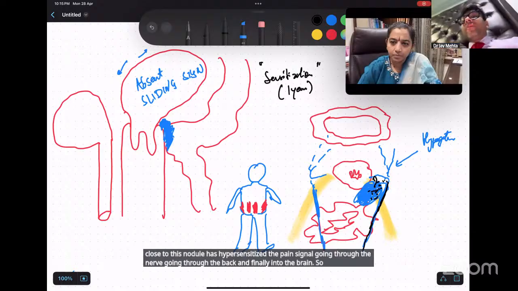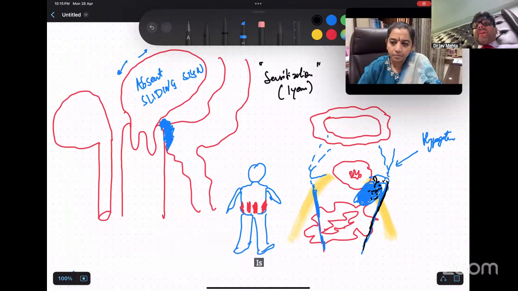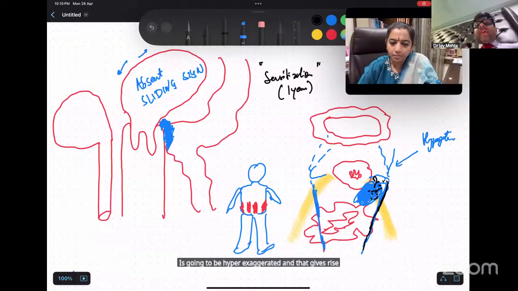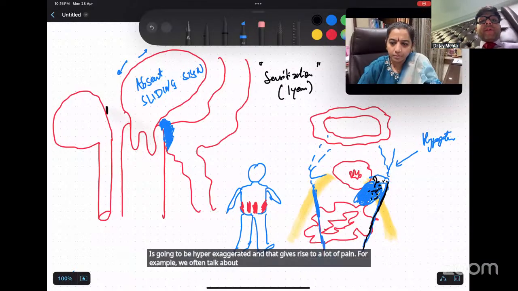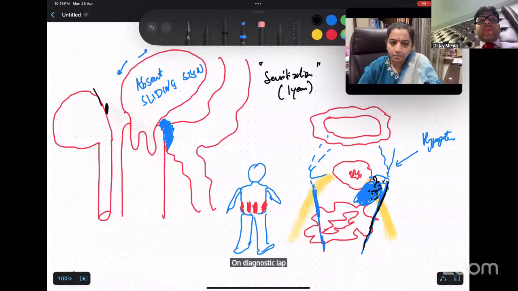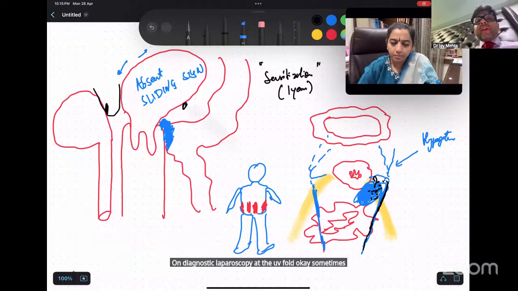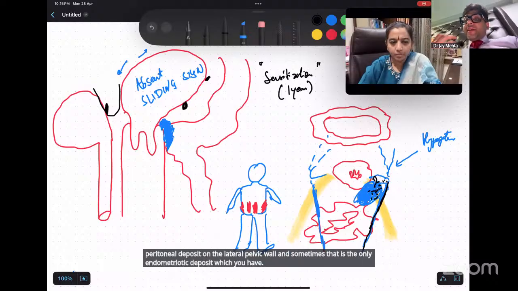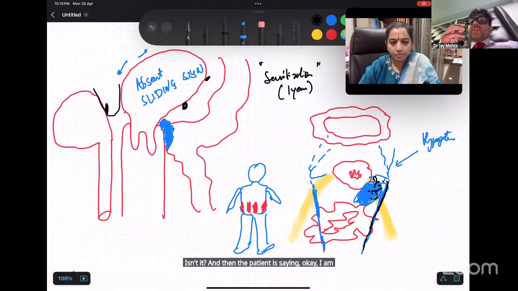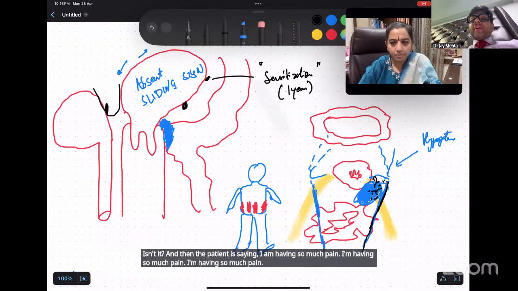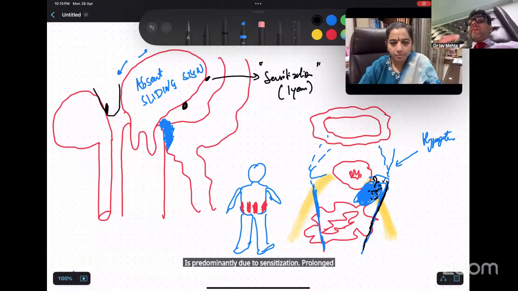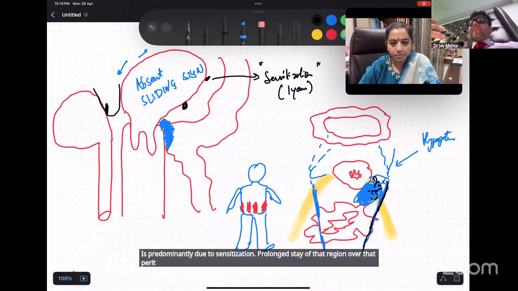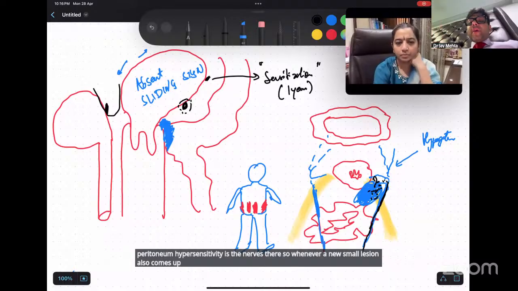So any sensation coming from the pelvis is going to be hyper exaggerated, and that gives rise to a lot of pain. For example, you have a small peritoneal deposit here on diagnostic laparoscopy at the UV fold. Sometimes you will see a small peritoneal deposit on the lateral pelvic wall, and sometimes that is the only endometriotic deposit which you have, isn't it? And then the patient is saying, "I am having so much pain, I am having so much pain." That is predominantly due to sensitization. Prolonged stay of that lesion over that peritoneum hypersensitizes the nerves there. So whenever a new small lesion also comes up, there is too much pain inside the pelvis, and that is the theory of sensitization, very commonly seen.